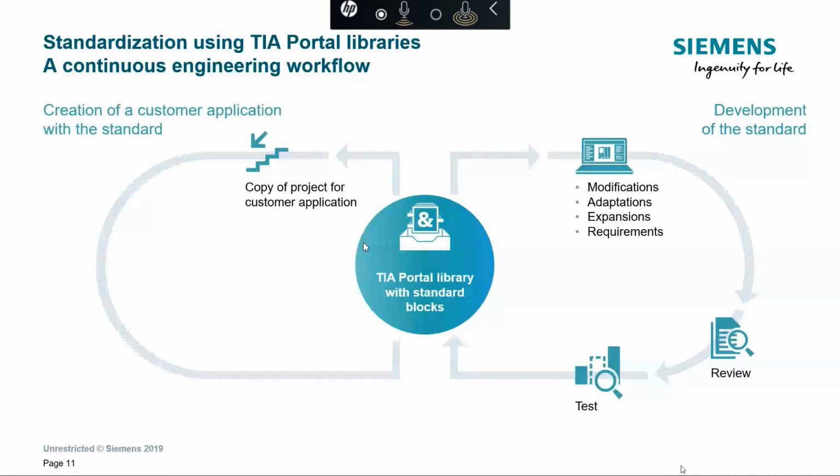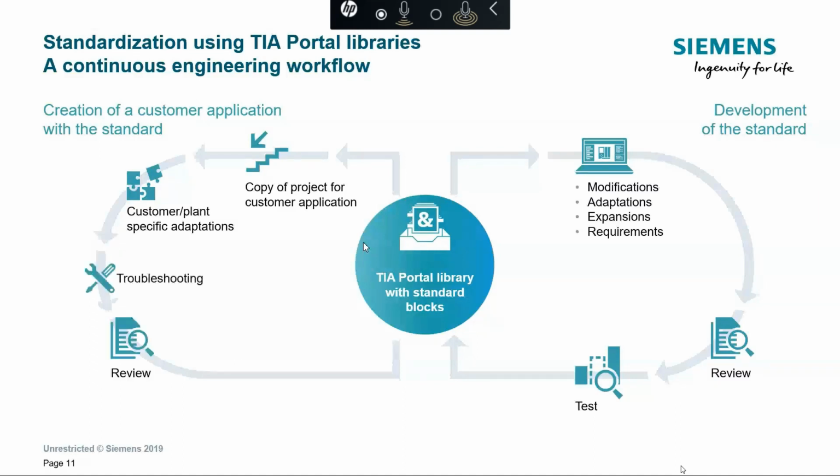So they will copy this library into their application. They might have to do some application or some customer specific modifications in it. With that done, they will do the troubleshooting, testing, review, and finally, once all the functional testing is completed, they might have a discussion with the development team and incorporate all the different changes that have to be done, and this will again be released as the next version of the library.